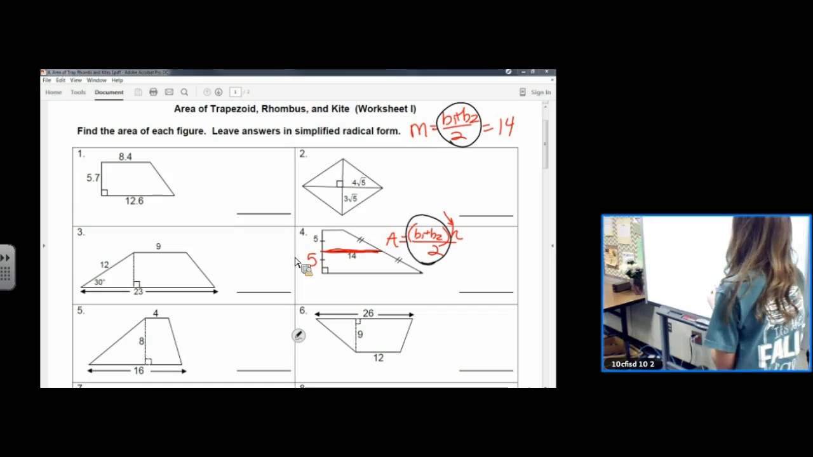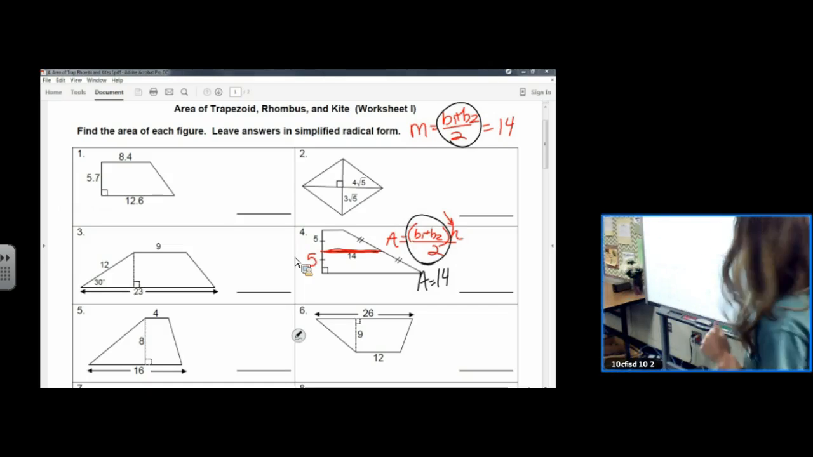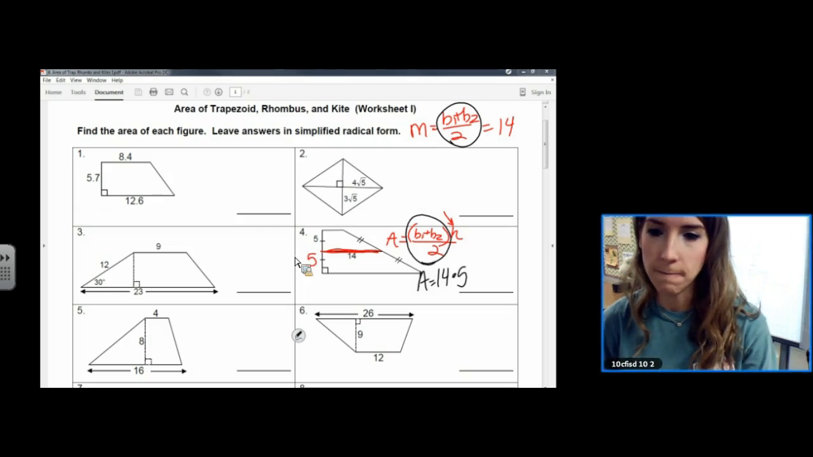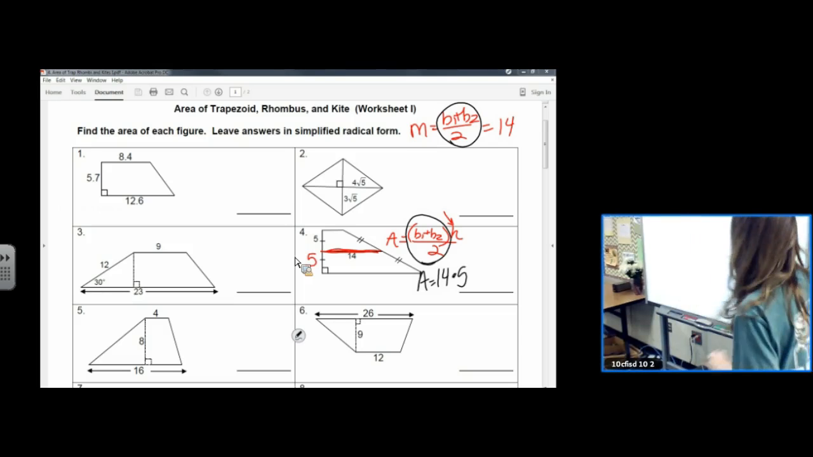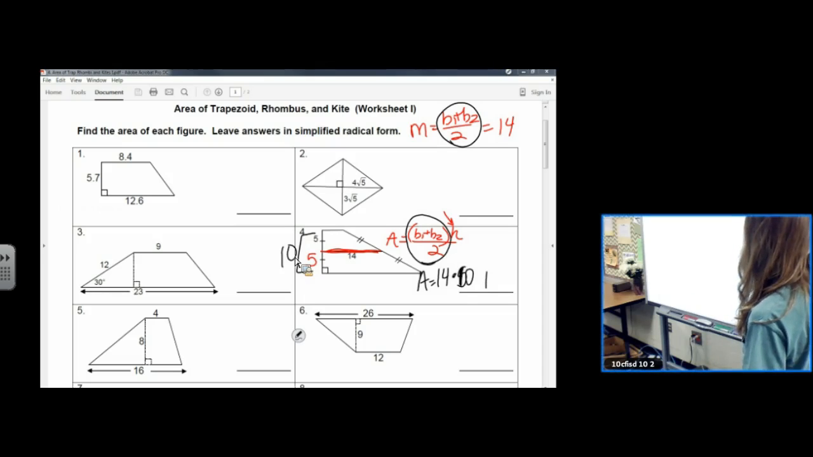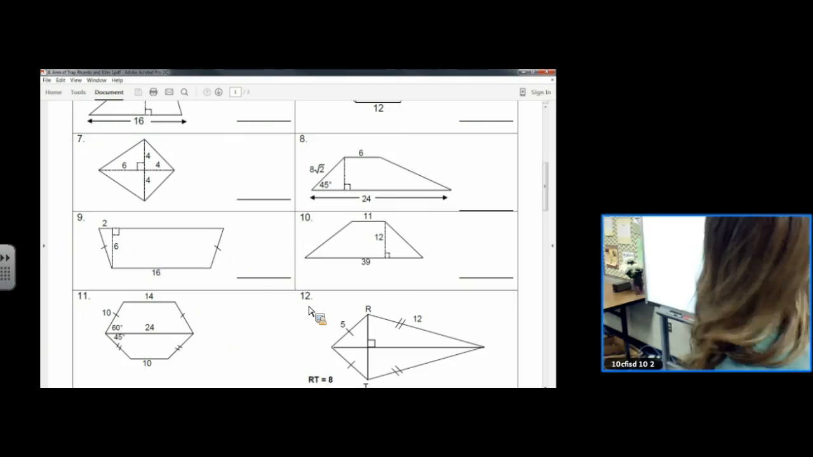So the area is 14, that's base 1 plus base 2 divided by 2, times 5. 14 times 5. Final answer. Sorry, times 10. You're right. Times 10. Yep. Very good. That's a 10, so you just add a 0 to it. 140 units squared.